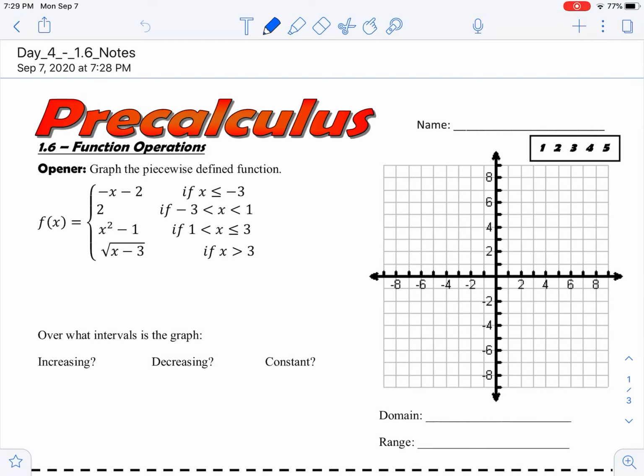All right, so 1.6 notes, we are going to start with a warm-up. So go ahead and pause your video and try this piecewise function. And at any point, if you're struggling, you could always listen to me go through it.